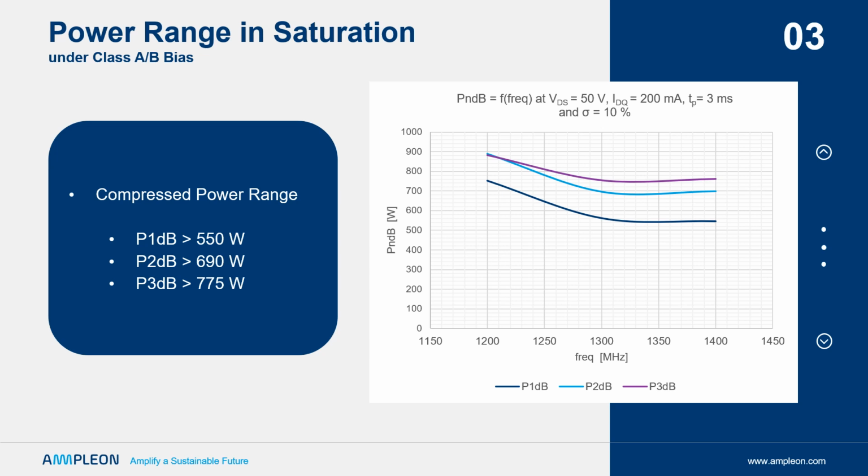This plot shows compressed power at 3 steps, 1 dB through 3 dB compression. This demonstrates a high power linear region beyond 500 watts while transitioning to a saturated power region up to 775 watts.